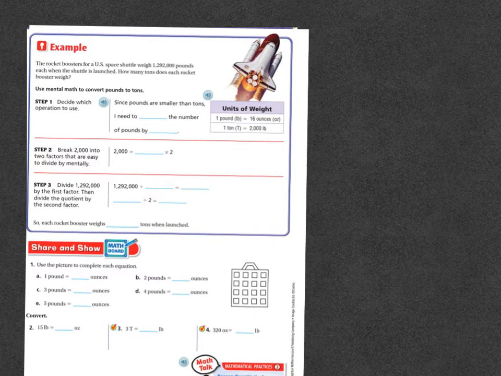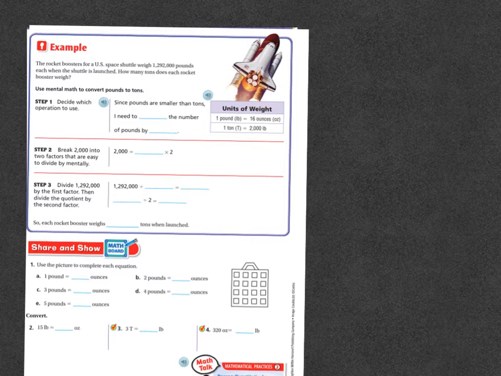The rocket boosters for a U.S. space shuttle weigh 1,292,000 pounds when the shuttle is launched. I'm just going to read that again. Sorry, guys. The rocket boosters for a U.S. space shuttle weigh 1,292,000 pounds each when the shuttle is launched, meaning when it takes off. How many tons does each rocket booster weigh? So use mental math to convert pounds to tons.